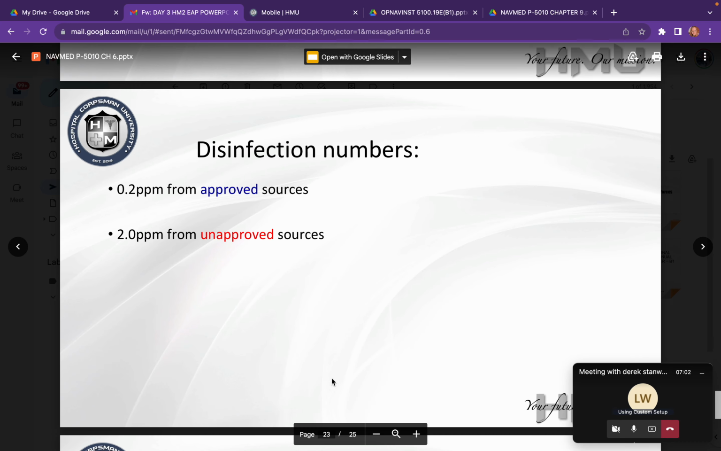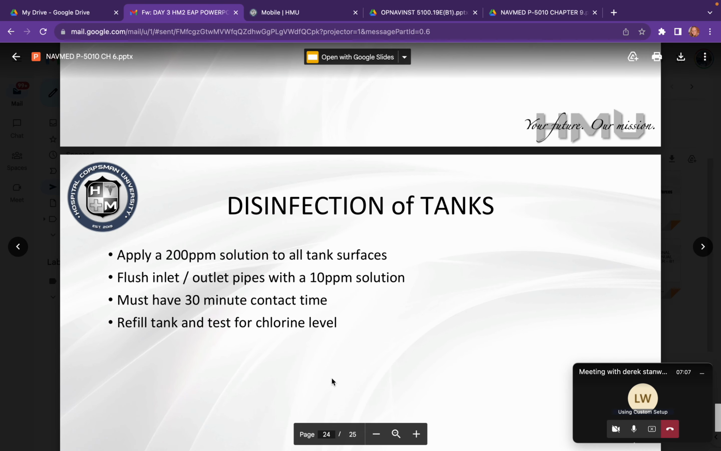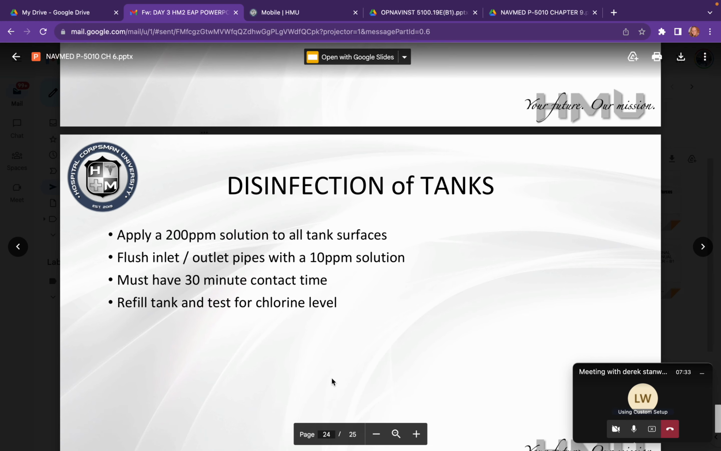Alright, disinfection of tanks. Apply a 200 parts per million solution to all tank surfaces. Flush inlet and outlet pipes with a 10 parts per million solution. And these must have a 30-minute contact time. Refill tank and test for chlorine levels. Pay attention, it's disinfection of tanks, because you're going to have disinfection of different things that have different ppms. For tanks alone, it's 200. Good? Everybody wrote that down?